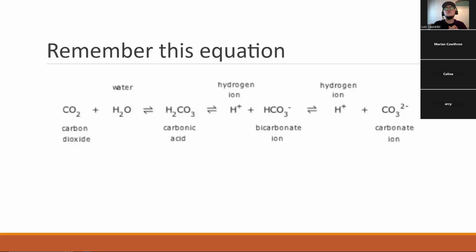But I would just make sure that you understand the different parts of this equation. You've got CO2 and water, you'll make carbonic acid, and then you'll end up with bicarbonate and a hydrogen ion. Depending on how much hydrogen we have, that'll affect our pH.